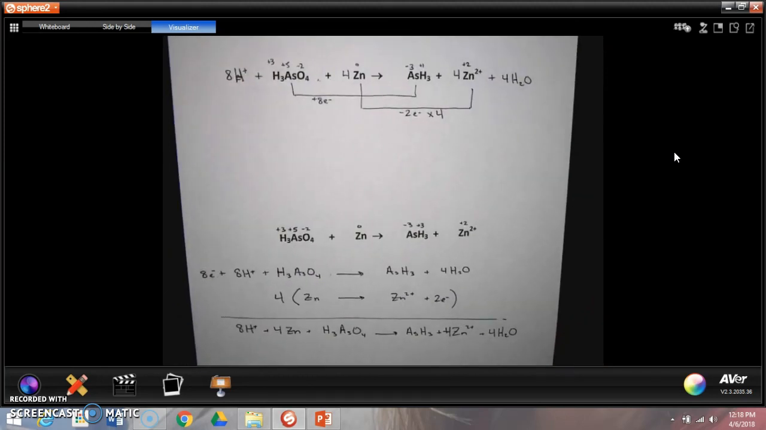So I've got the same result, simply 2 different methods. So I'm going to stop this video here. We'll do the balancing in a basic solution in the next video.